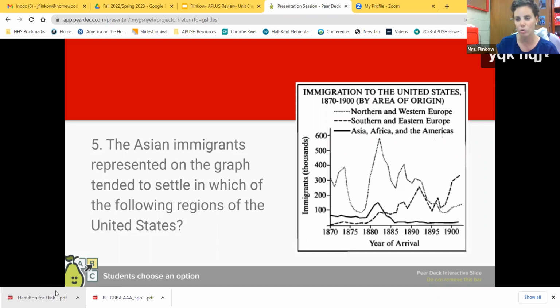They're going to come in through Angel Island. Okay, you're going to have two different big points of immigration during this time, Angel Island on the West Coast and Ellis Island on the East Coast. And the majority of Asian immigrants came in from the West Coast and Angel Island and settled along the West Coast.